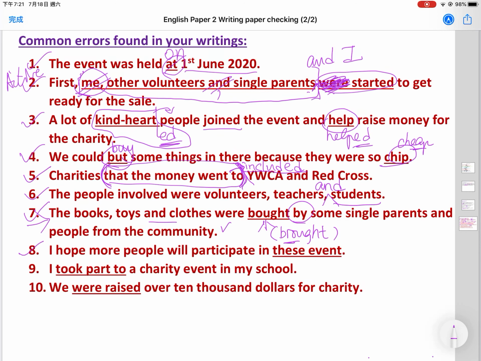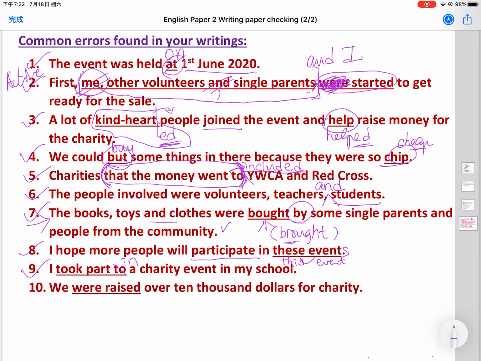I hope more people will participate in these events. Now that will be the problem with agreement, because when you say "these", I expect there is an S in the noun that you mentioned, or maybe "this event", singular. Now number 9, I took part to a charity event in my school. Now we don't have "took part to", we only have "took part in". Took part in, that's a phrasal verb. You have to memorize it. It means participate, it means join.